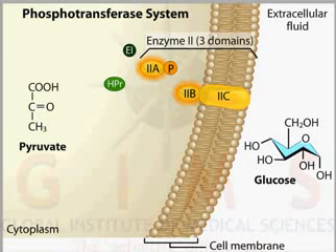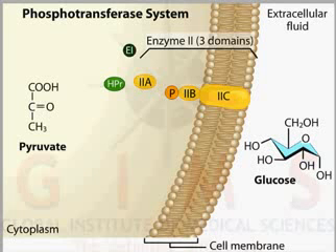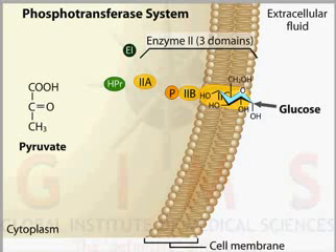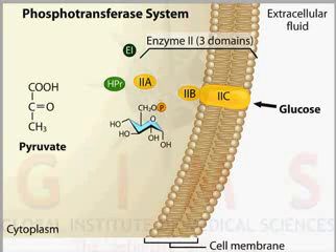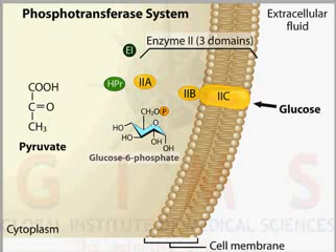B, and C. After enzyme 2A receives the phosphate group, it transfers the phosphate group to 2B. Enzyme 2B delivers the phosphate to the glucose, which is transported into the cell by enzyme 2C. In receiving a phosphate group, glucose is converted into glucose 6-phosphate.